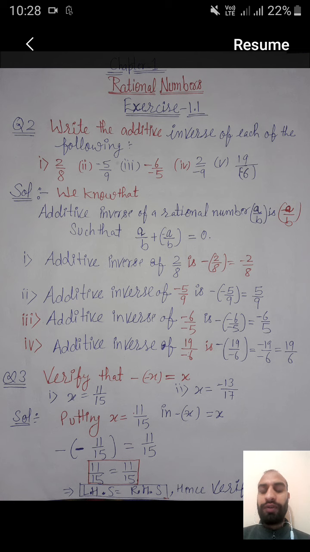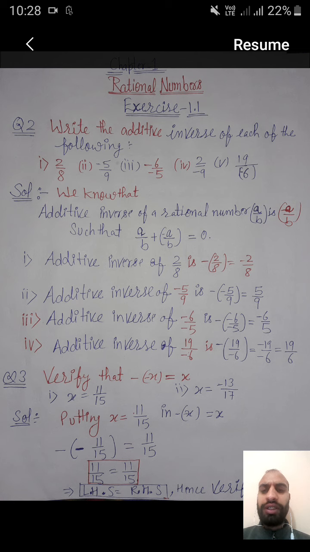So how to start? Whenever you are starting this question you need to write the definition first. Additive inverse of a rational number a upon b is minus a upon b, such that a upon b plus minus a upon b equals 0. This is the condition for additive inverse. When we add a number and its additive inverse, it must equal 0.